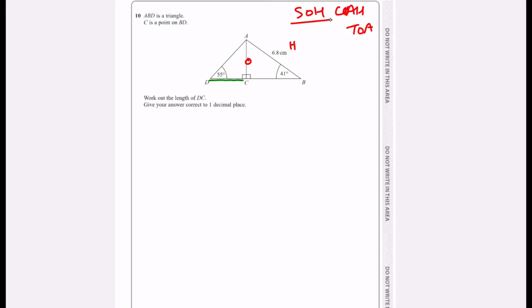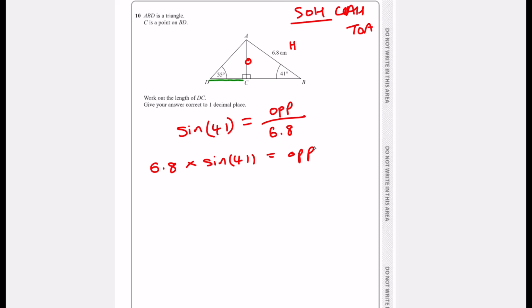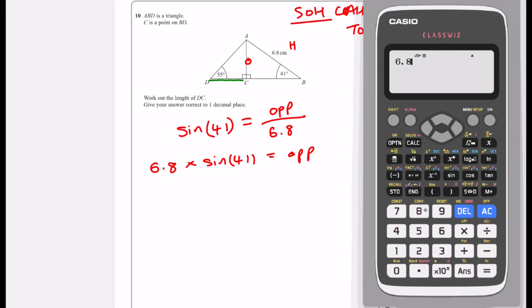So we're using SOH, sine of the angle equals O, the opposite, divided by the hypotenuse, which is 6.8. To get the opposite by itself, to get rid of a divide, we times. So it's going to be 6.8 times sine 41 to find that opposite. 6.8 times sine 41 is 4.46.